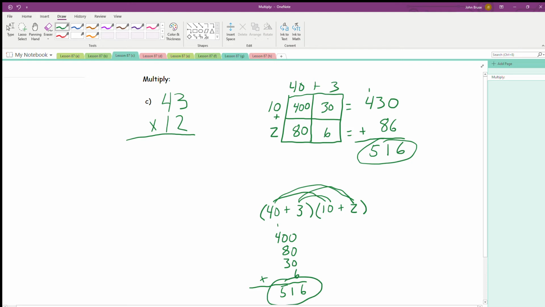Okay, and then for our shortcut method, we've got 2 times 3 is 6, 2 times 4 is 8. We're going to put our 0 here. Then we're going to do 1 times 3 is 3, and 1 times 4 is 4. We're going to add those two numbers together, and we end up with 6, 8 and 3 is 11. We carry the 1, and that leaves us with 5.